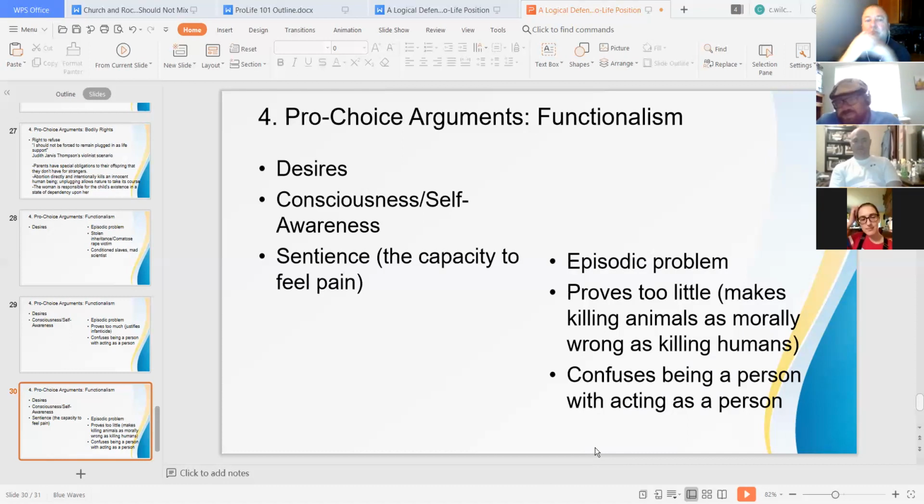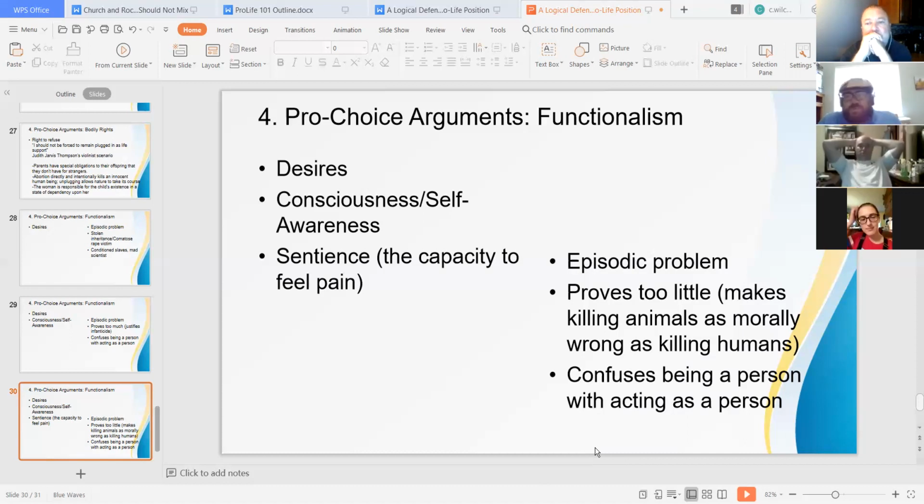And for the same reason it's permissible to kill fetuses because they're not self-aware, it would also be permissible to kill infants. And this is actually the position of many pro-choice philosophers, such as Tooley or Singer, which I mentioned earlier. They would support infanticide because the infant is not self-aware.